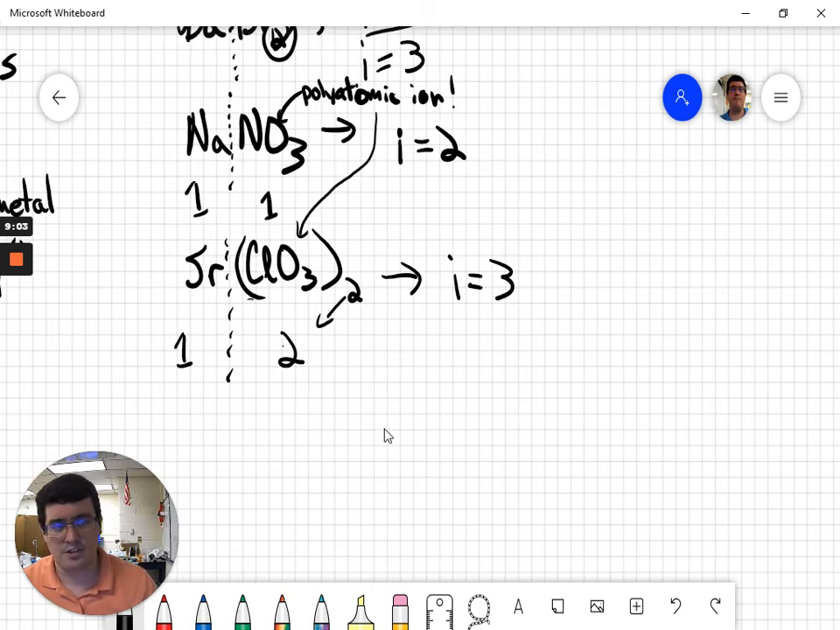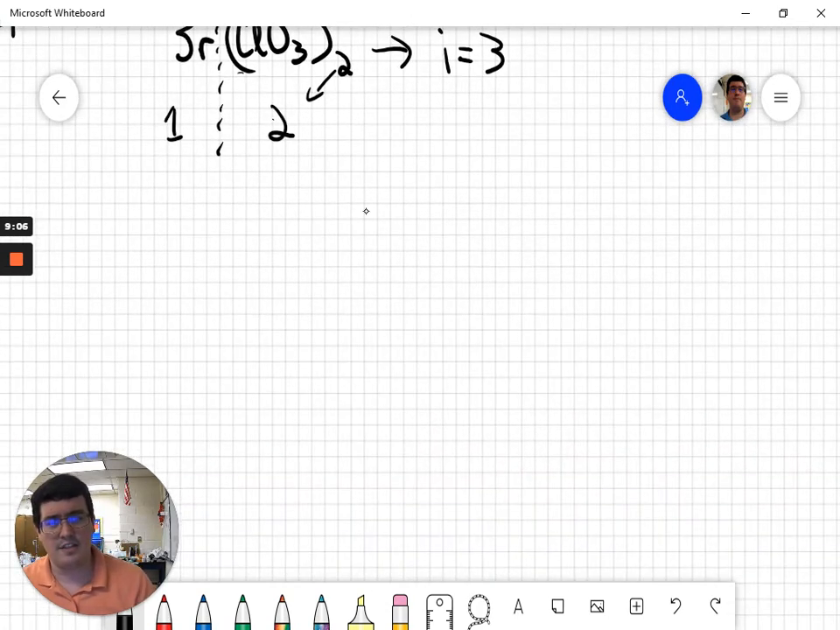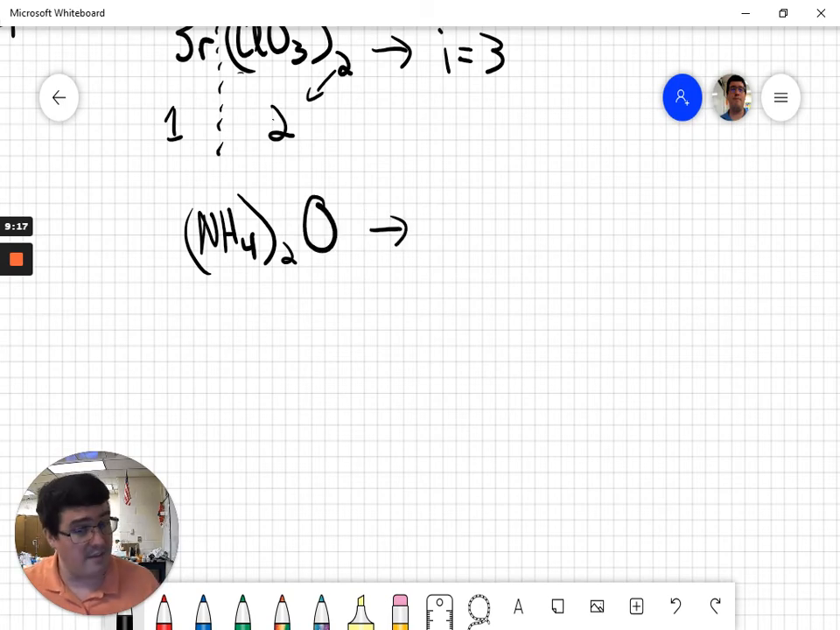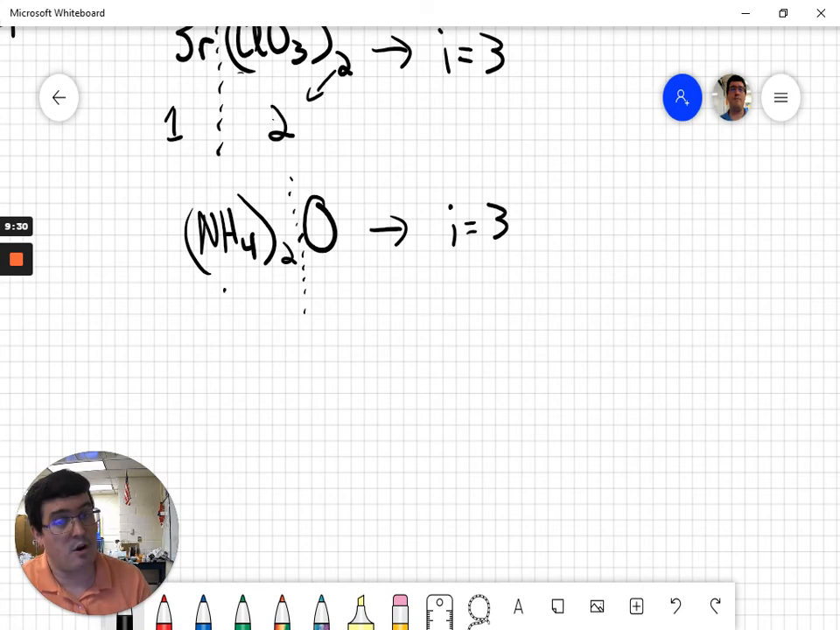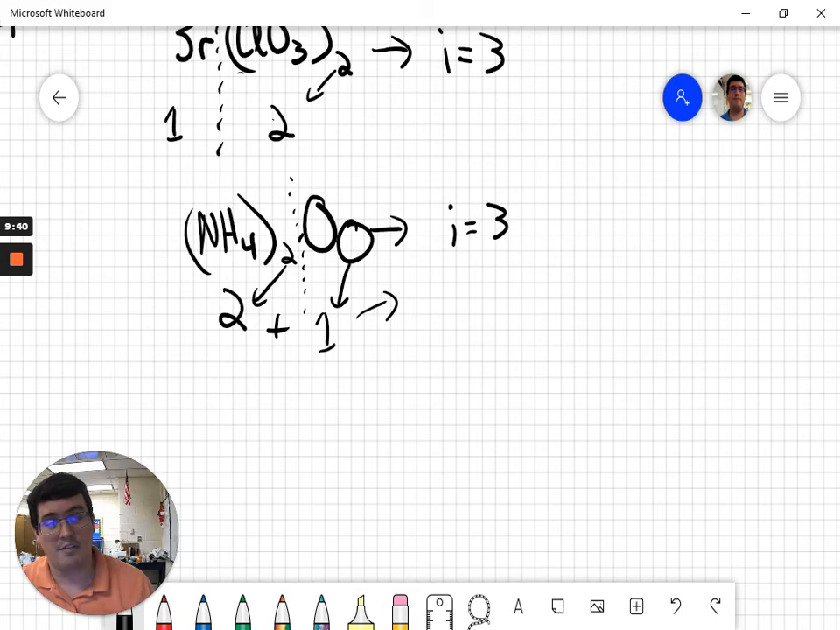Let's turn it up a notch, just a little bit. Let's write down this one right here. What do you think the I value of that one is? If you said I equals 3, you are correct. Notice the positive ion here is the polyatomic ion. That thing is called ammonium, and there are 2 of them. That 2 right there. How many oxygens are there here? Well, it's understood to be a 1 there. So there's 1 there. 2 plus 1 gives me an I of 3.